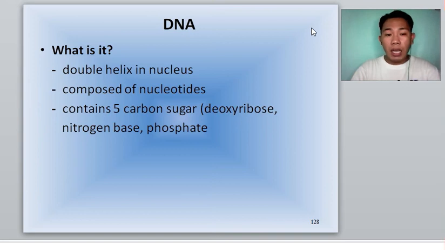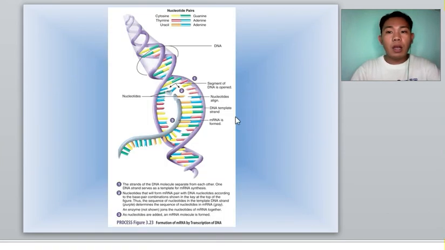So the DNA is a double helix located inside the nucleus, composed of nucleotides. DNA is a type of nucleic acid that contains a 5-carbon sugar, which is deoxyribose sugar, a nitrogenous base, and a phosphate group. So this is the typical double-stranded DNA.